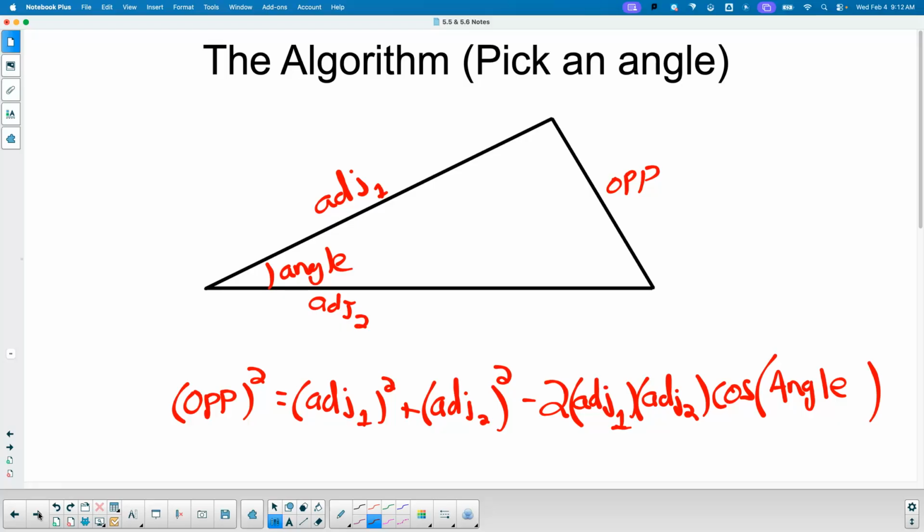Okay. Again, don't care how you memorize it, but you do have to memorize it by Friday. Okay? Because there is a law of cosines question on the formative. Okay? All right?